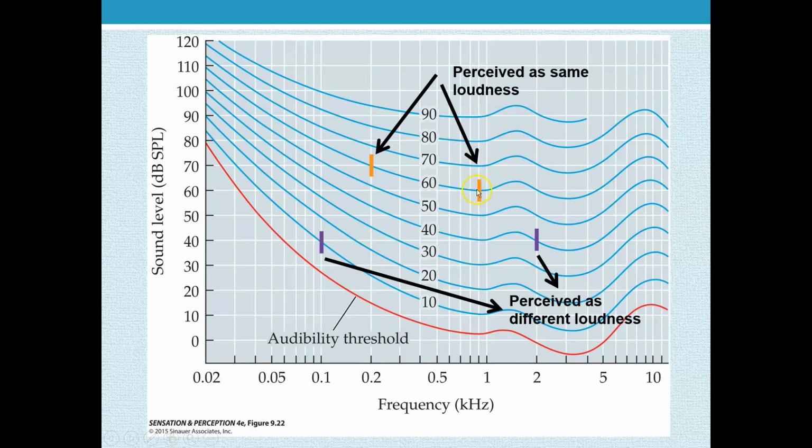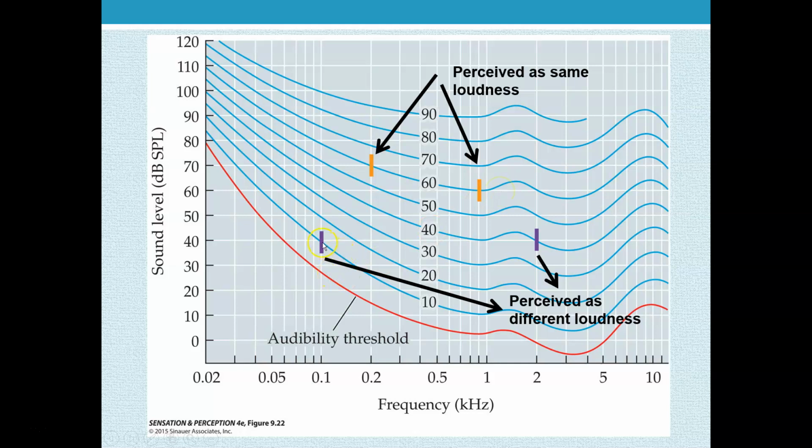Now these are both falling on this equal loudness curve, which means that we will perceive their loudness as the same, despite the fact that this one's being presented at 70 and this one's being presented at 60. They'll both be perceived as being 60 decibels.